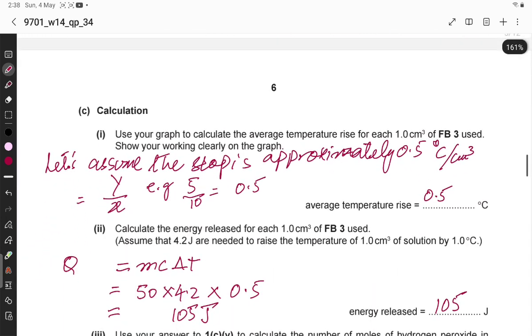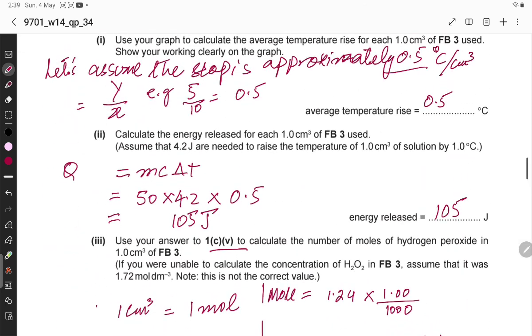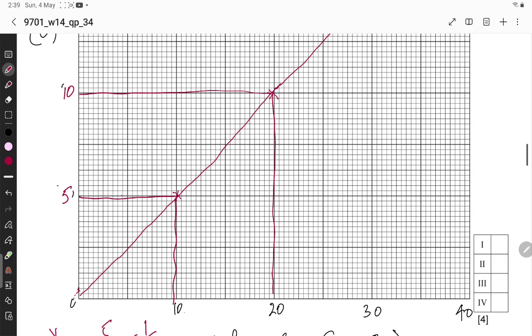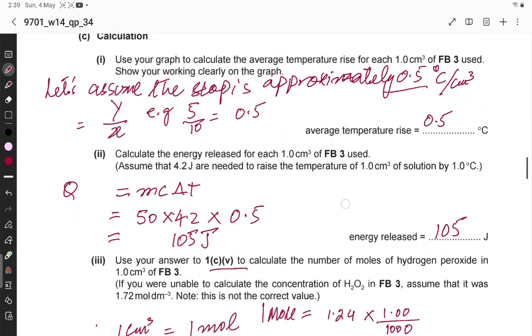Now calculations: use your graph to calculate the average temperature rise for each 1 cm³ of FB3. Let's assume the slope is approximately this, which is equal to 0.5 degree centigrade, by calculating y over x. So y is 5 and x is 10 cm³, so this is equal to 0.5 degree centigrade. This is the average rise in temperature for each volume. So this is 10 over 20, this is 15 over 30, and this is 20 over 40. So the answer is 0.5 degrees centigrade.